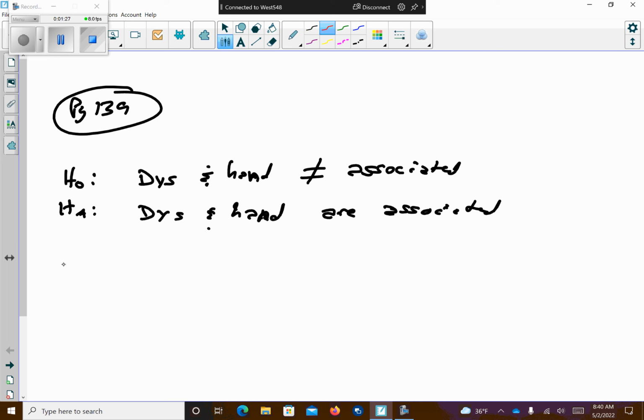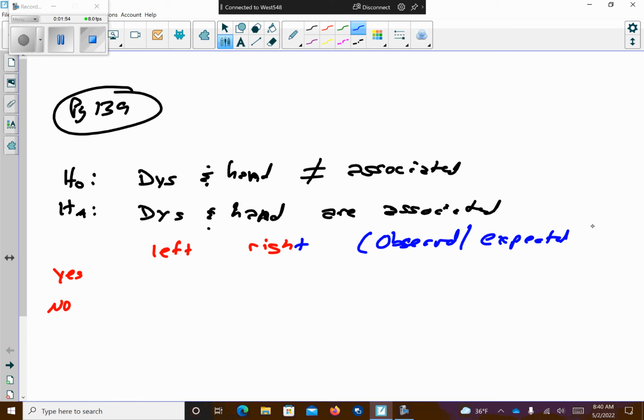So then we're going to fill out our chart. We have yes, we have no, based on dyslexia. We have left, and we have right. Okay, so remember how we're going to fill this out. It'll be observed, expected, and chi-squared. All right, so I'm going to write the numbers that I got, and then if you have questions on how I got these, let me know.